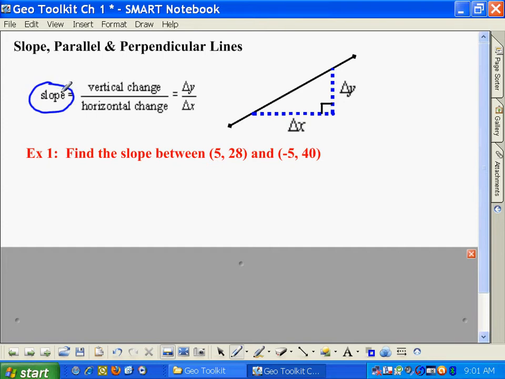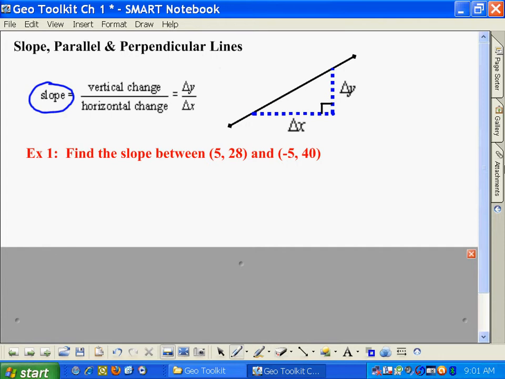Slope is defined as the vertical change divided by the horizontal change. And we abbreviate that in mathematics with this little symbol over here. It looks like a triangle, but it's actually called delta. So we say this is delta y divided by delta x. It just means the change. Delta means change in Greek.